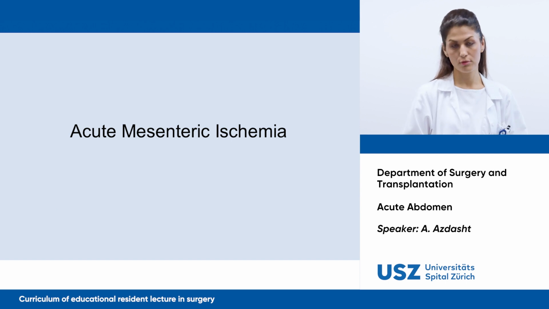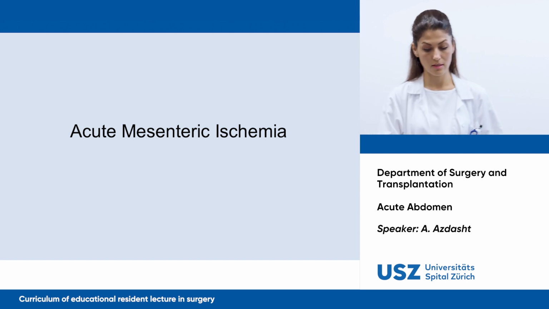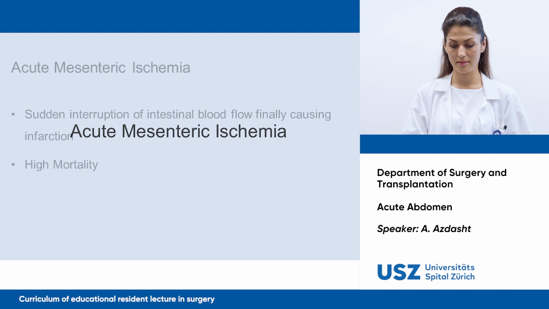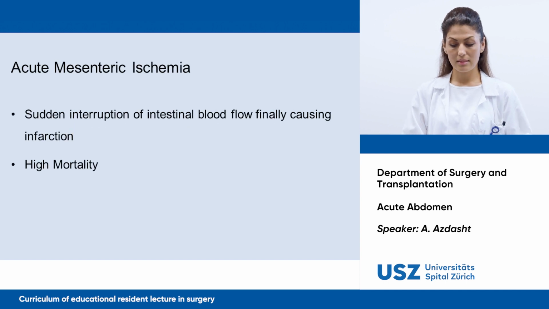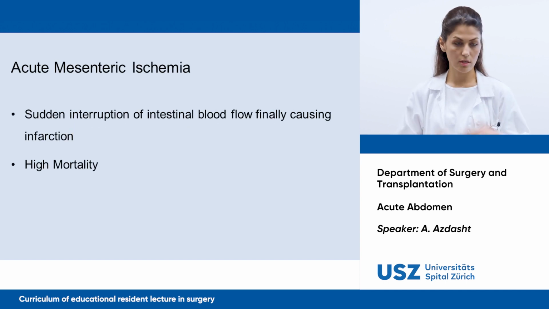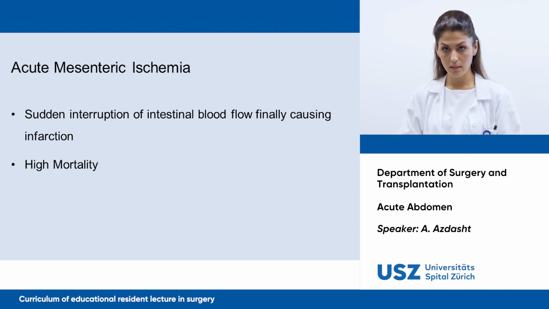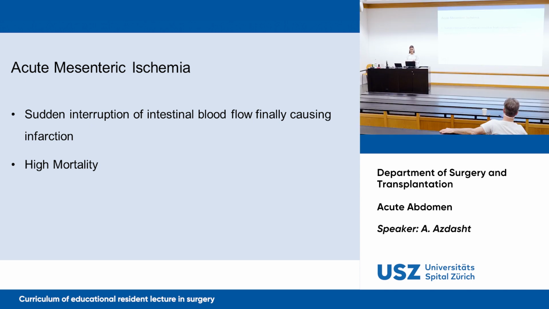So now let's go through some causes of the acute abdomen, starting with the acute mesenteric ischemia. The AMI is defined as a sudden onset or sudden interruption of the intestinal blood flow, leading to ischemia and subsequently to infarction, and therefore it has a very high rate of mortality.